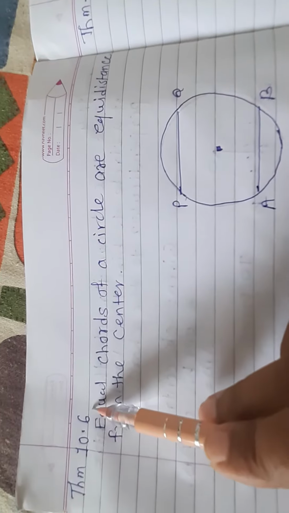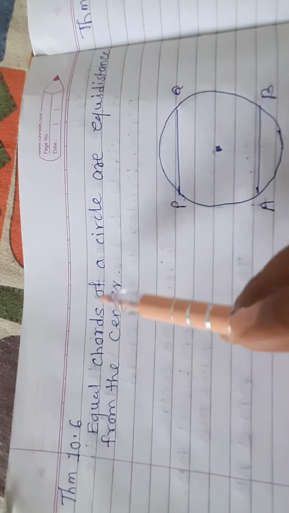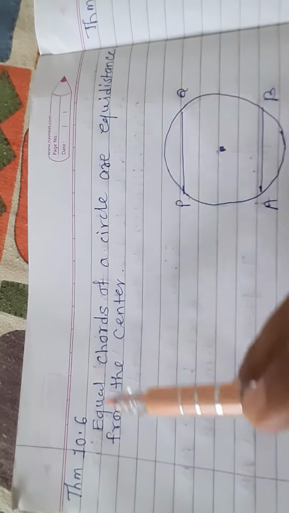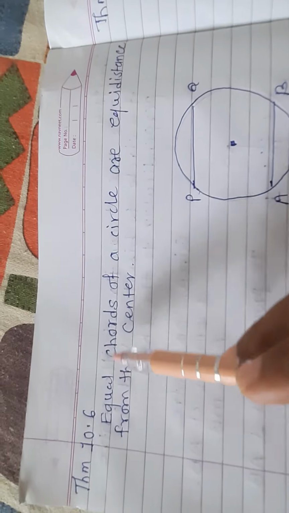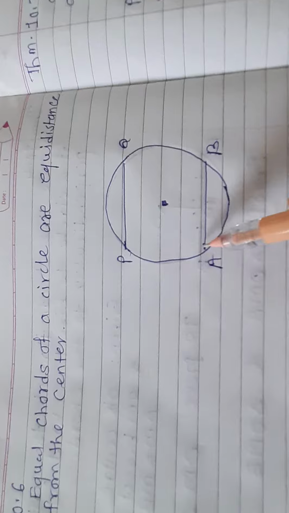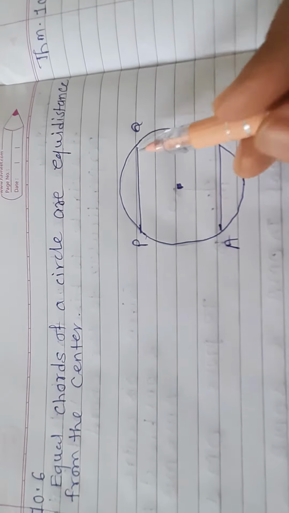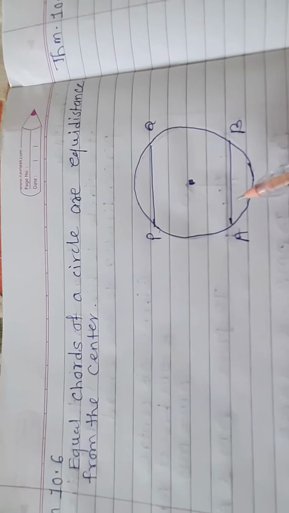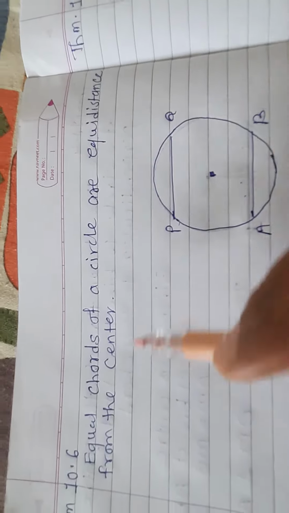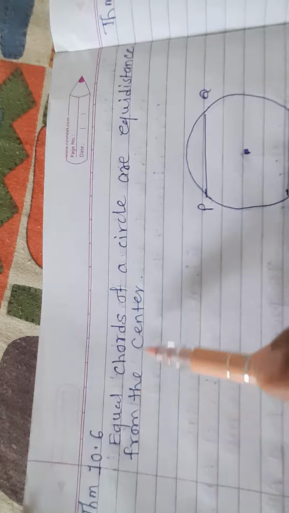Now theorem 10.6: equal chords of a circle are equidistant from the center. Means two chords are equal. See the figure here, we consider AB and PQ, both the chords which are equal in length, and we have to show that the distance of both the chords is same, equidistant from the center.